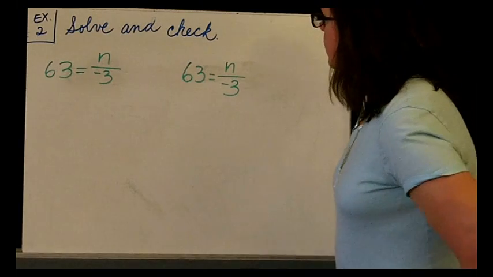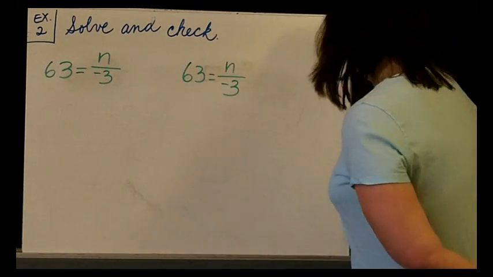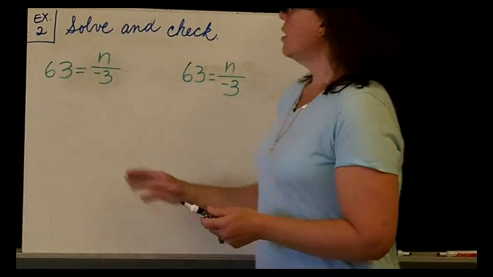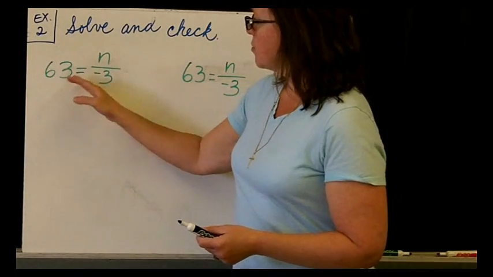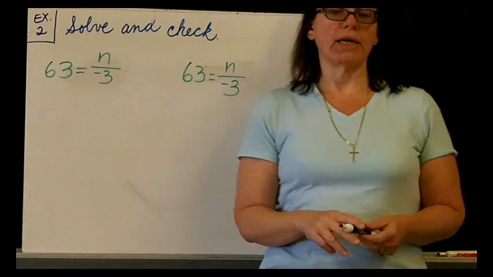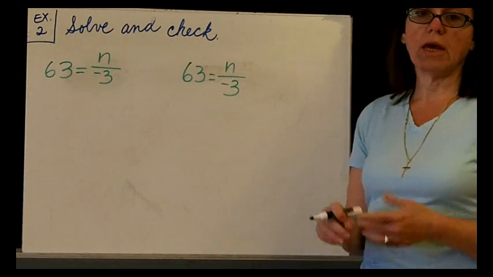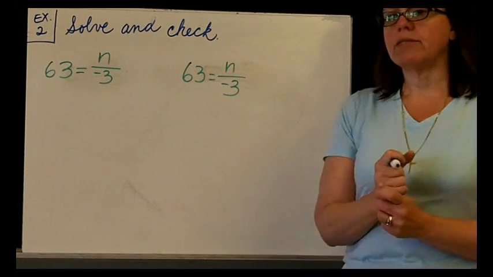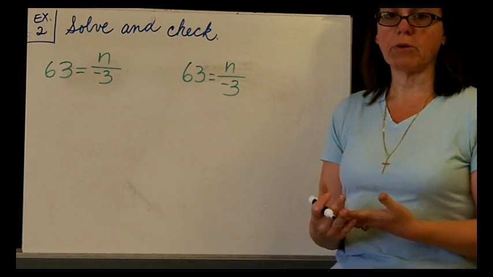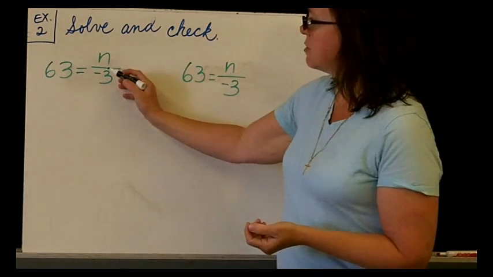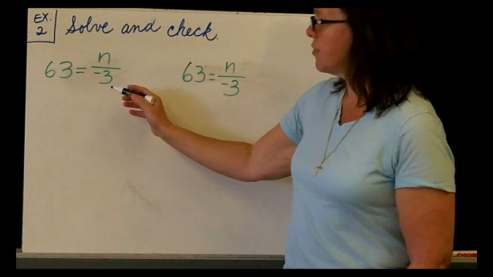Example 2, we have the same set of directions to solve and to check. Here's our equation. 63 equals n divided by a negative 3. So the first thing we have to go to is, how do we get the n by itself? What is happening to the variable? And as you can see, it is being divided by a negative 3.